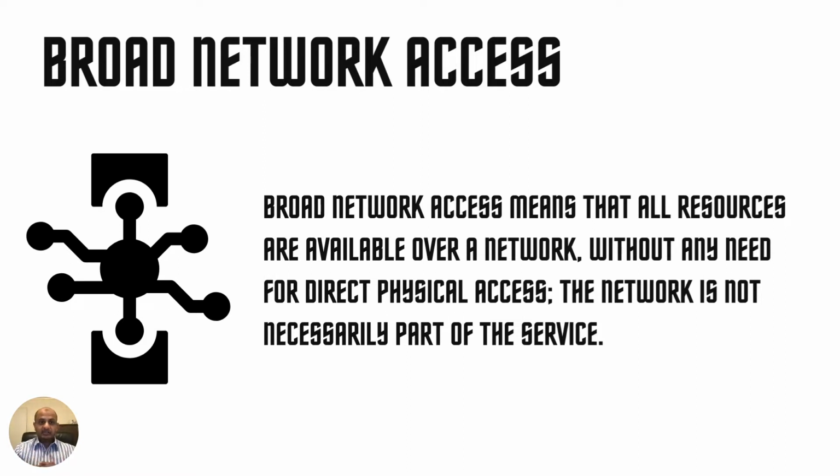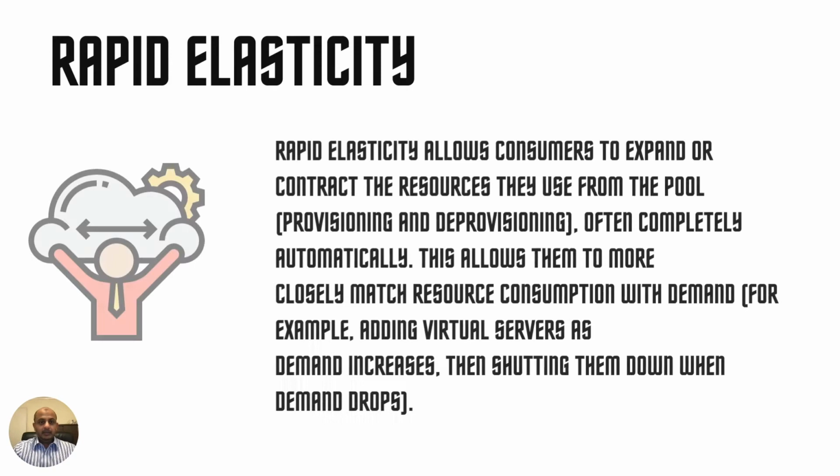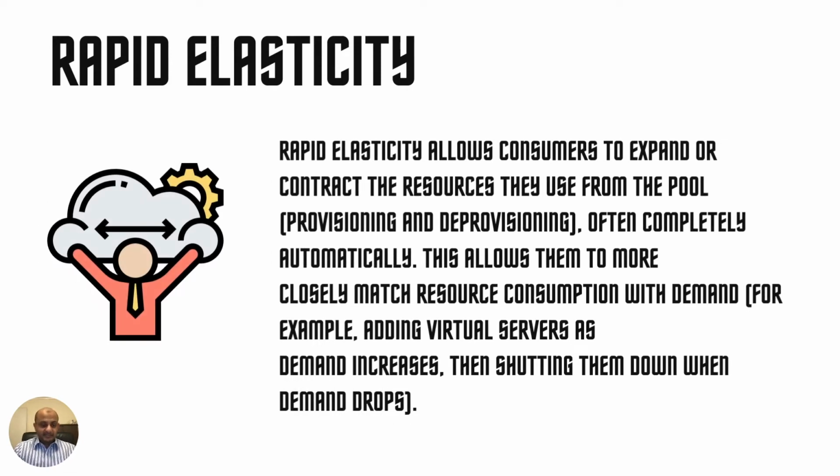So these are the things you need to consider when you talk about network access. You're storing it somewhere else and you're accessing it over the internet. Okay. What else? Rapid elasticity. So what does that mean?